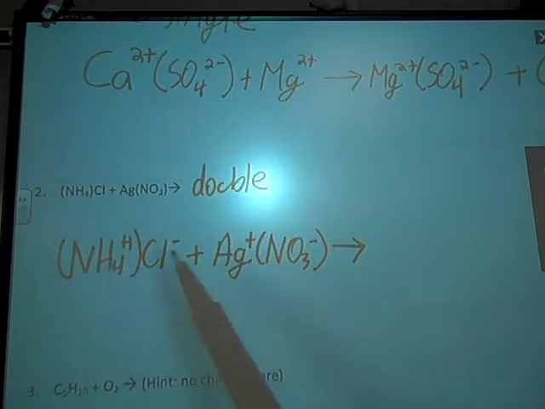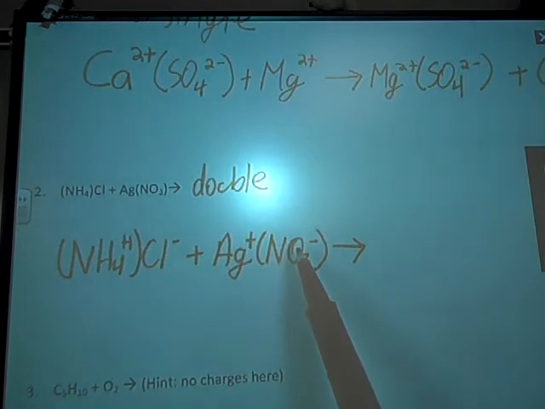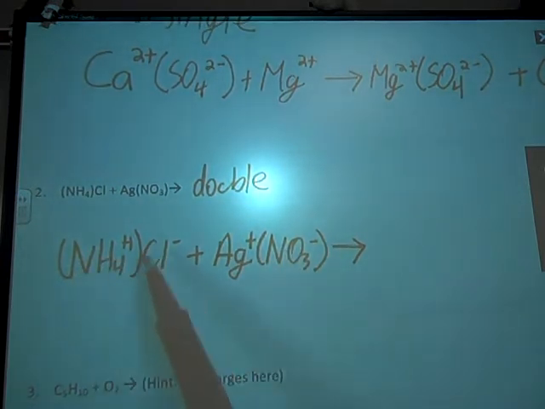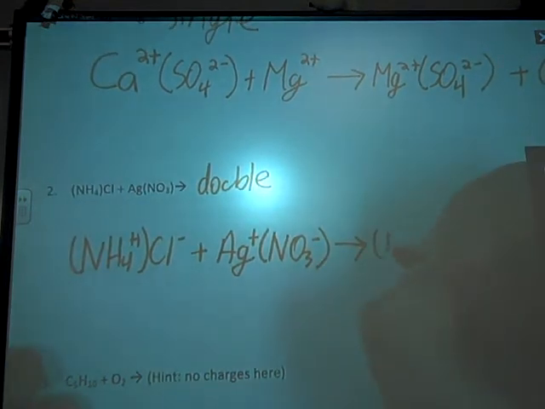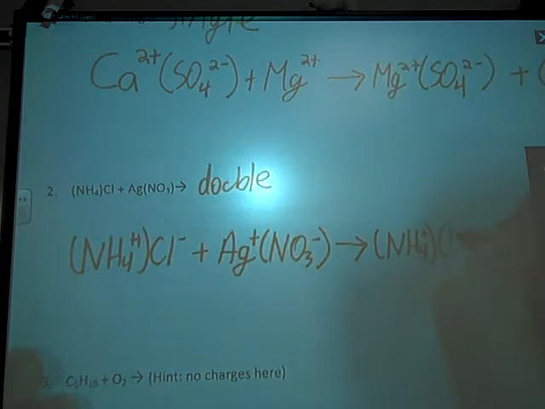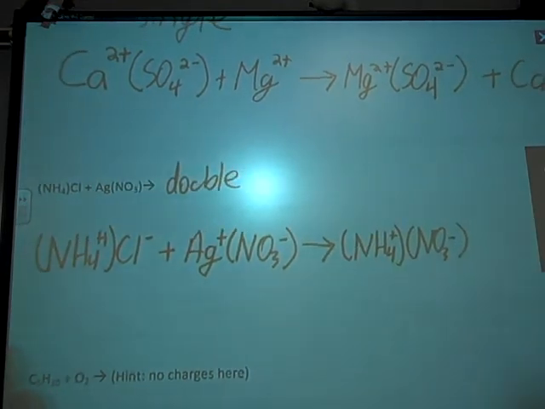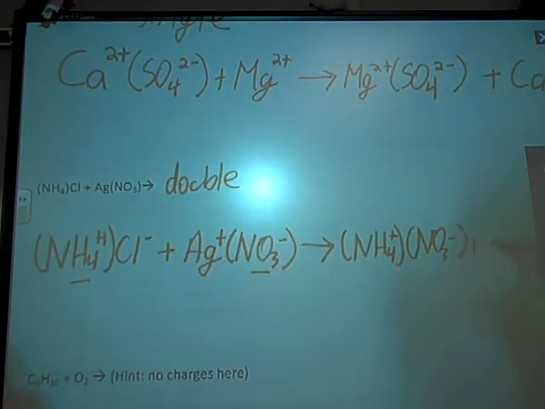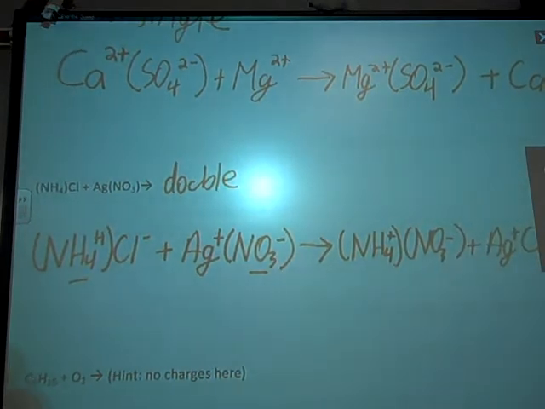My ammonium cannot go with my silver because they are both positives, just like my chlorine cannot go with my nitrate because they are both negatives. Since the ammonium is with the chlorine on this side, when I move it over, I'm going to switch it to the nitrate. I took care of these 2 ions. Now that leaves my silver to go with my chlorine.